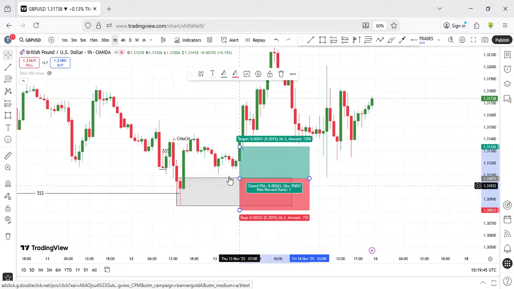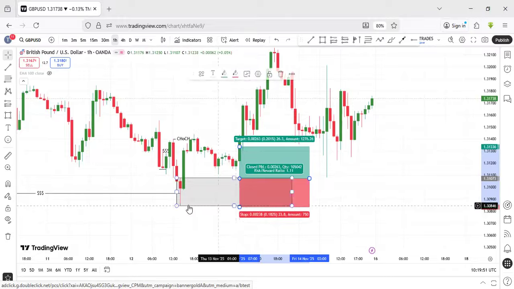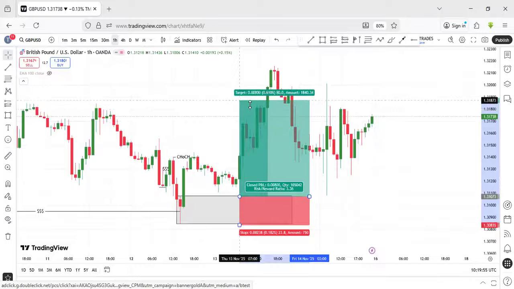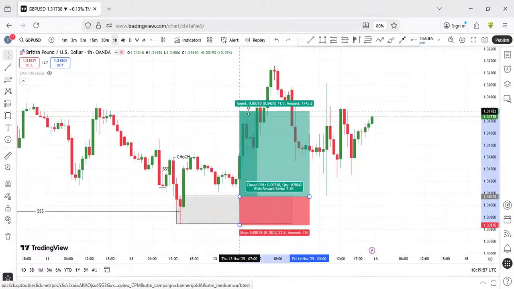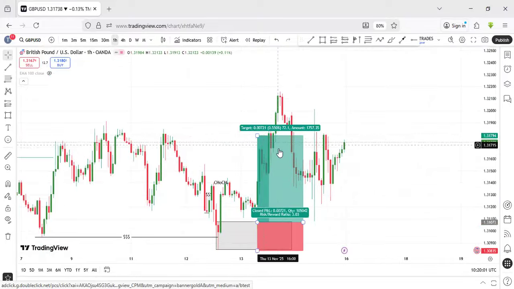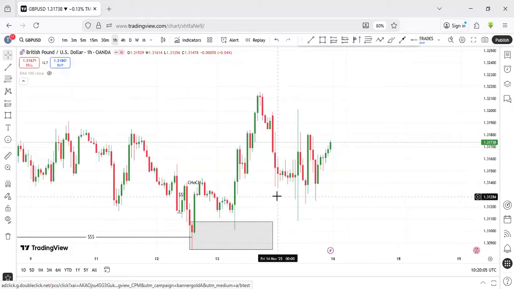Immediately the London session opened, the market swept these internal liquidities here. This was our stop loss just below this low, and this happened to be our 3-to-1 risk reward trade at this particular high, right? The market took it out, and I want you to watch and look at something, right?